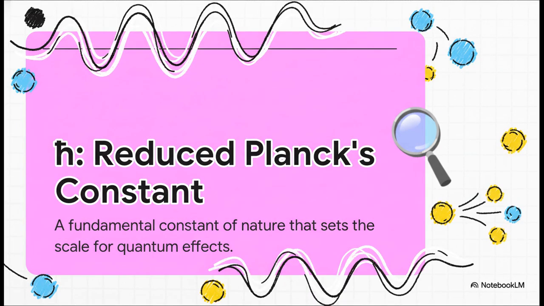And finally, we have this little symbol, h bar. This is the reduced Planck's constant. At the end of the day, it's just a number. An incredibly tiny number, but it's maybe the most important number in this whole field. It is the fundamental constant that sets the scale for the entire quantum world. Seriously, if this number were 0, quantum mechanics just wouldn't exist.